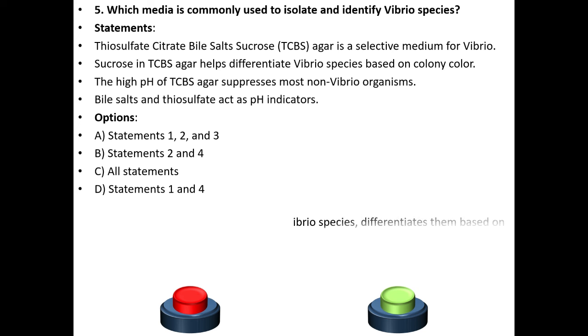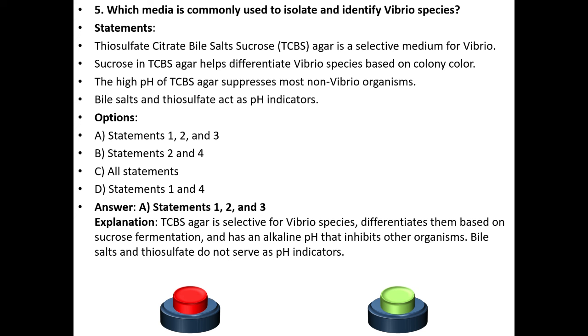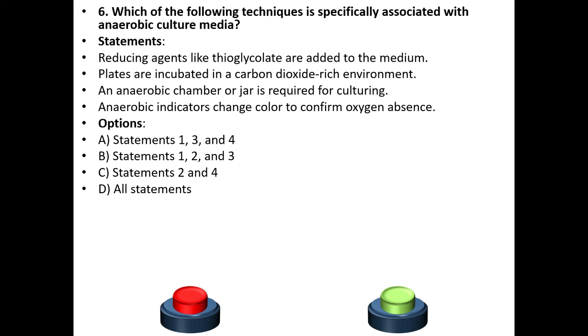Which is the answer? Here the answer is A, statements 1, 2 and 3. TCBS agar is selective for Vibrio species, differentiates them based on sucrose fermentation, and has an alkaline pH that inhibits other organisms. Bile salts and thiosulfate do not serve as pH indicators.